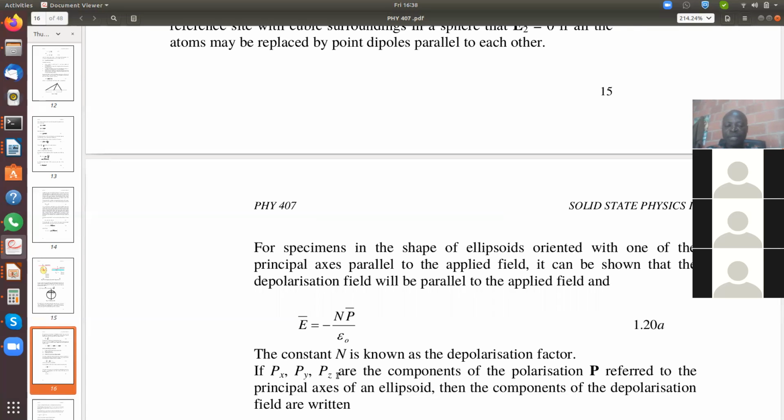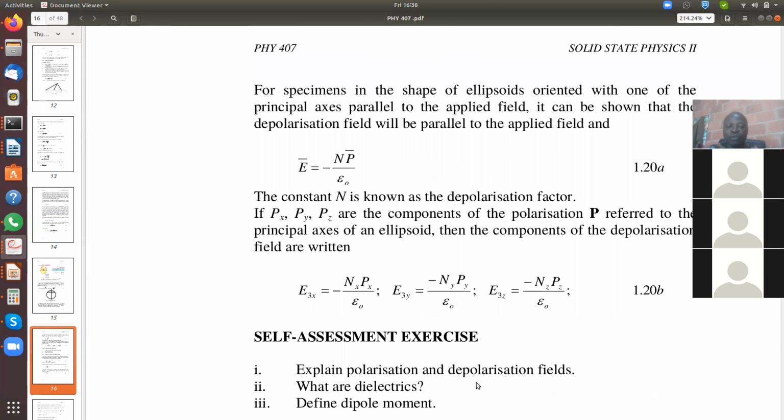If Px, Py, Pz are the components of the polarization, that is, if you consider the polarization along X, Y, and Z, the three cardinal coordinates, so that they refer to the principal axes of an ellipsoid, then the components of the depolarization field are written as this. So you now have it for each direction: N_x P_x over epsilon naught, this is for Y, minus this, and this is for Z, like this.